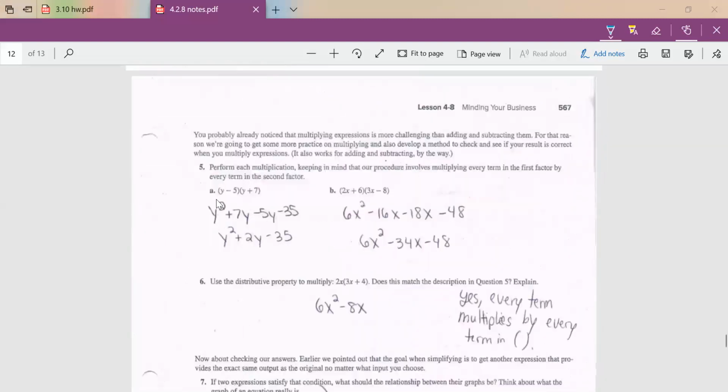So question 5, this is going to be a review of what we did earlier with FOIL. So again, first, outer, inner, last. So y times y, those are my first, gave me y squared. And then I have outer, y times 7, gave me 7y. Inner, negative 5 times y gave me negative 5y. And last, negative 5 times 7 gave me negative 35. And then you combine together.